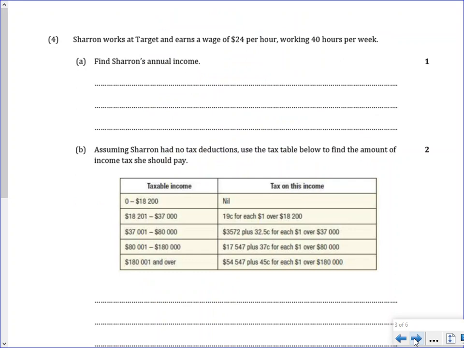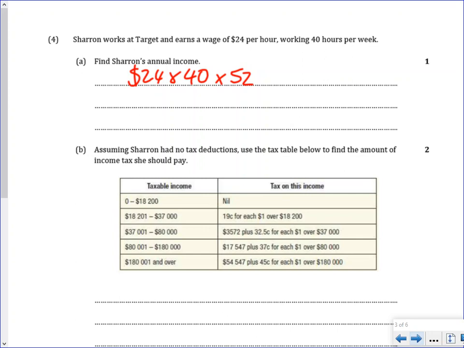Sharon works at Target and earns a wage of $24 per hour, working 40 hours per week. So we want to find Sharon's annual income. So we have per hour, 40 hours per week. So we are going to do 24 times 40, except we're going to have to do one other thing. That's only for 1 week. We're trying to find the annual income. So we're going to have to times it by 52 as well, because there's 52 weeks in a year.